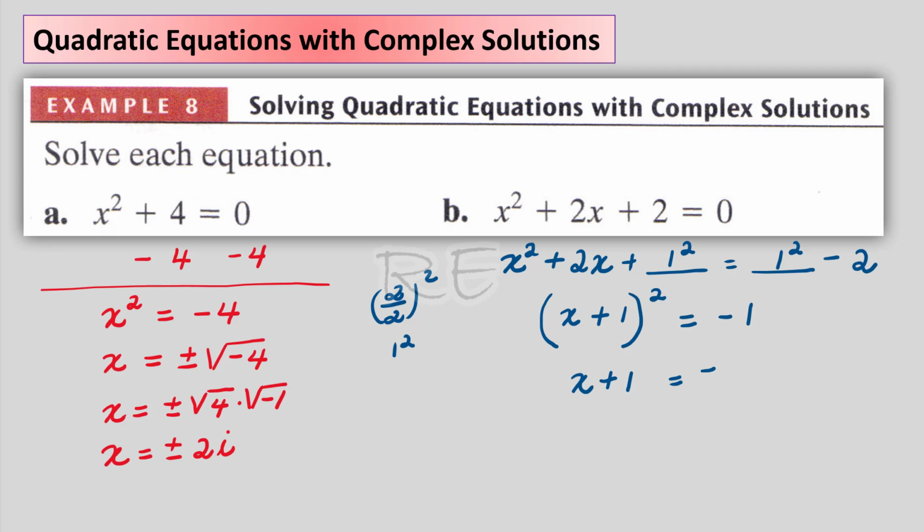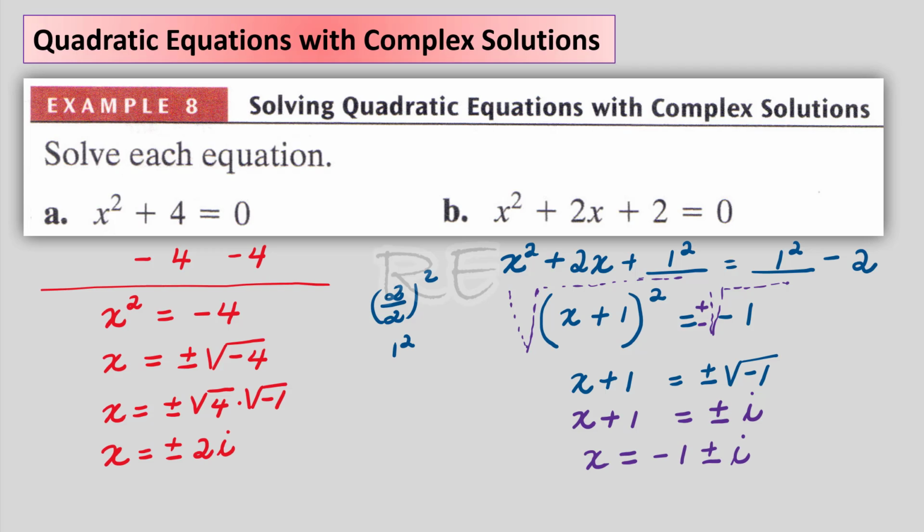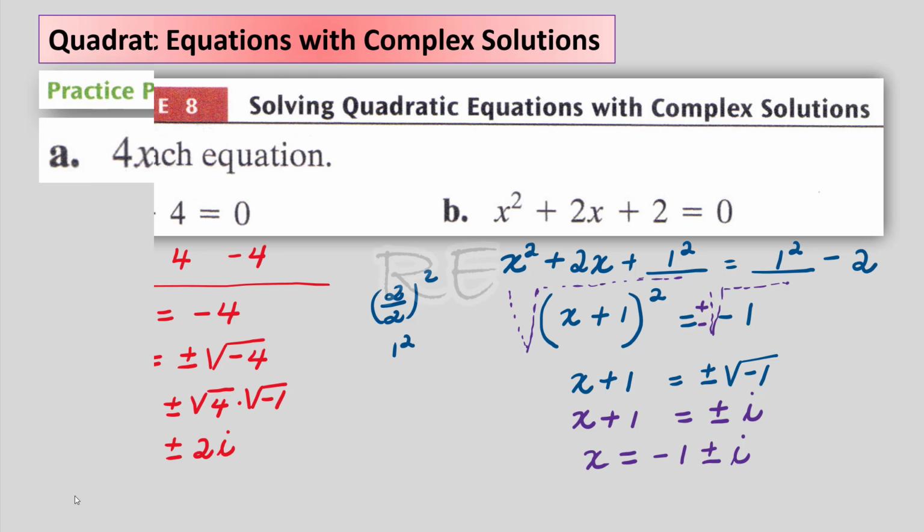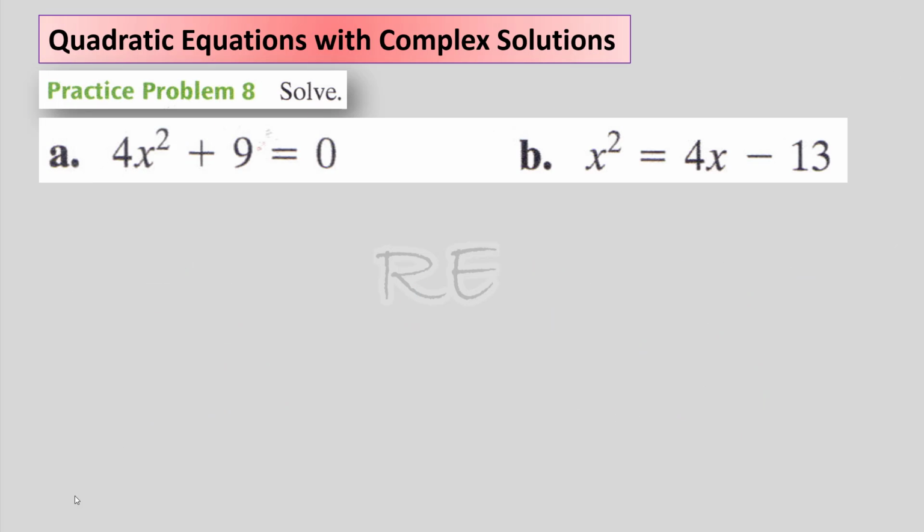Now, x plus 1 is equal to plus or minus the square root of -1 when we take the square root of both sides. x plus 1 is equal to plus or minus i. i is the square root of -1. And we just have to subtract 1 from both sides to get our solution. x is equal to -1 plus or minus i.